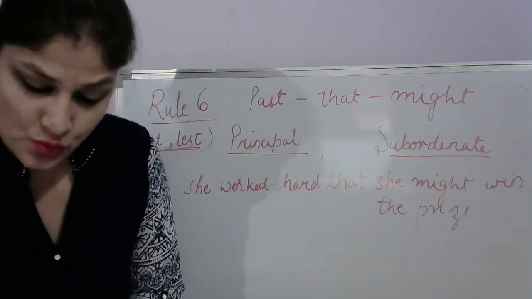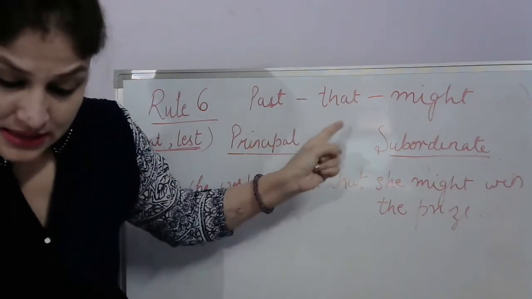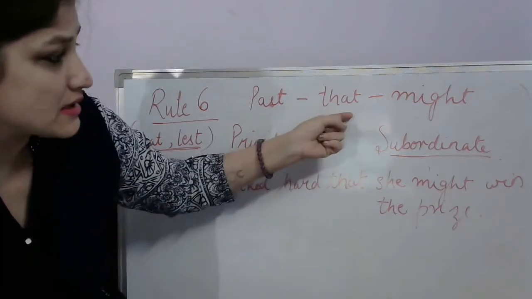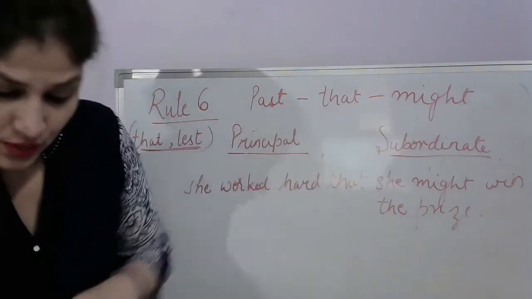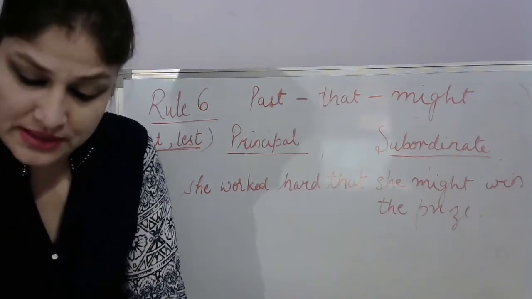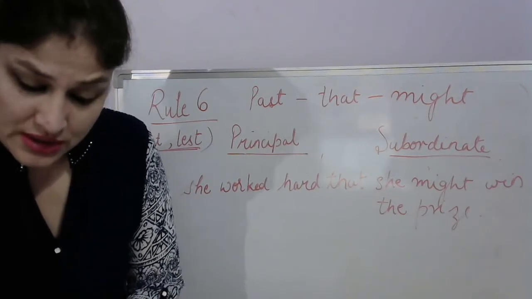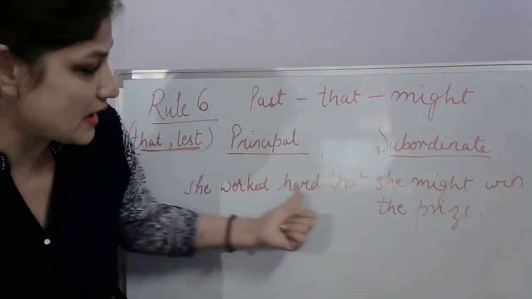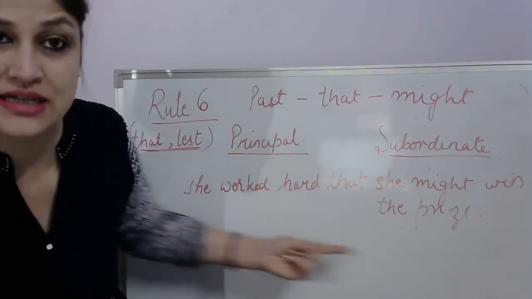Please understand the first one. If the verb in the principal clause is in the past tense and you see the word that, then in the subordinate clause you will be using might. How? Let's see. If the verb in the principal clause is in the past tense, the verb in the subordinate clause is expressed by might. She worked hard that she might win the prize. Can you see that here? So she worked hard so that she might win the prize.